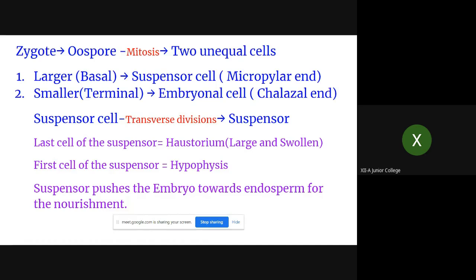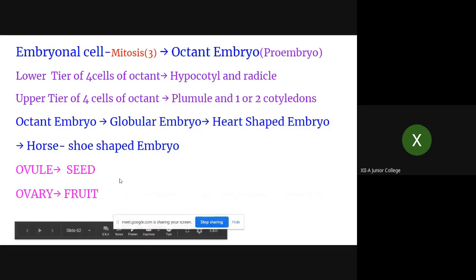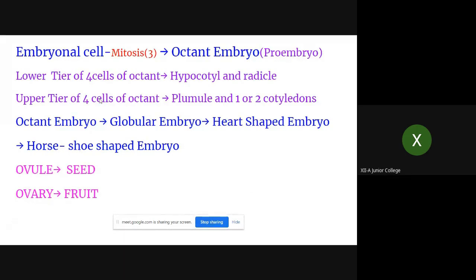So, now, simultaneously, when the suspensor initial shows its divisions, this embryonal cell, that means the smaller cell which is towards the chalazal end, also shows its divisions. It also divides mitotically. Three consecutive successive mitotic divisions take place. So the first division: the smaller embryonal cell divides, and as a result of the first mitotic division, 2 cells are produced. Second mitotic division, 4 cells are produced.